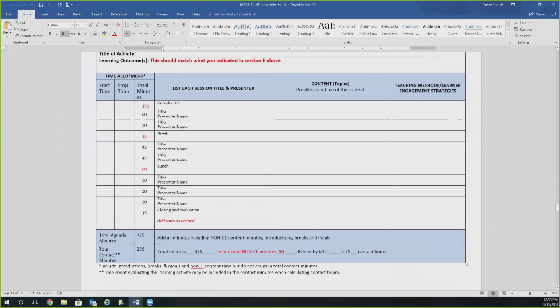So these are examples here. I've marked in red anything that does not count toward continuing education, such as an introduction, a break, a lunch. Anything in black is what is included in CE credit. So once you know how long your events are and how you're going to break them out, tabulate the minutes, and in this example, it gives you 375 minutes total from beginning to end of the event.